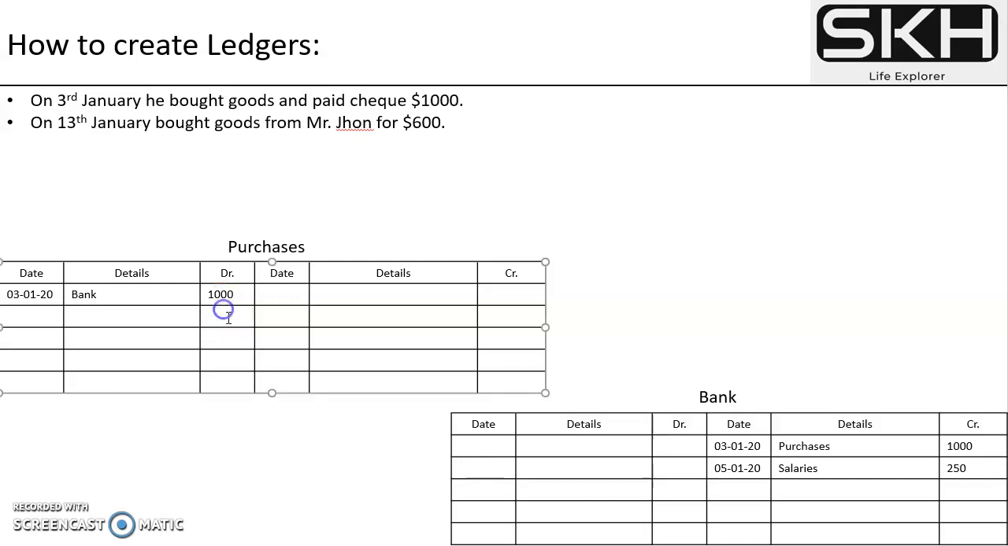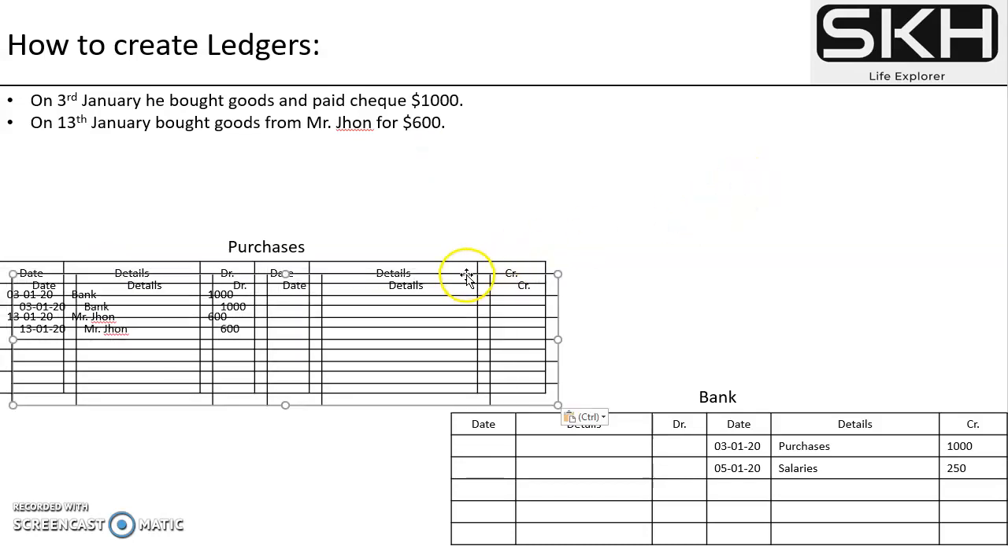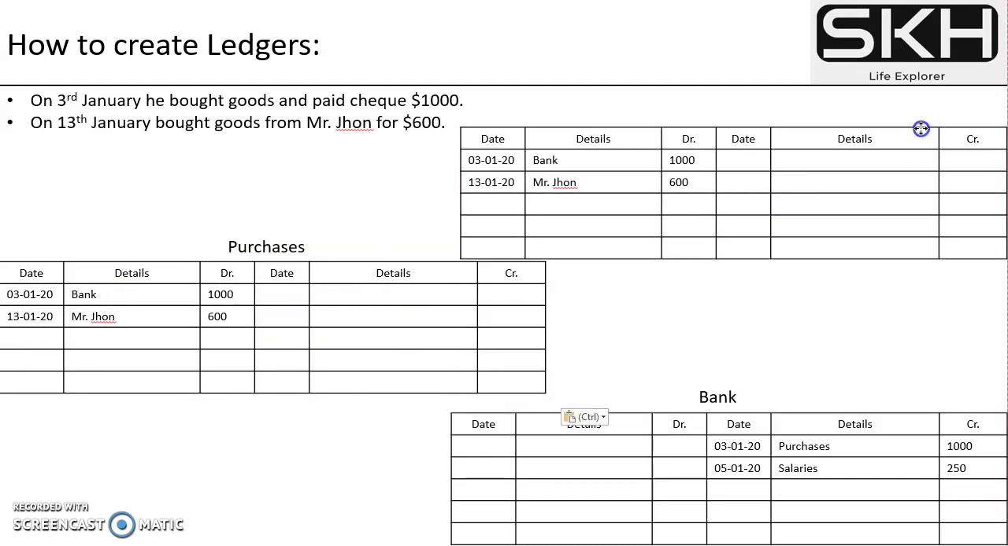Purchases are always debit, so I will write 600 on the debit side. The date I will put 30th of January 2020, and the reason will be Mr. John. We have to write the name. We know that Mr. John is our trade payable, but we have to write the name because a business can have so many trade payables. After doing that, we will create the account for Mr. John. So I will create the ledger for Mr. John here.